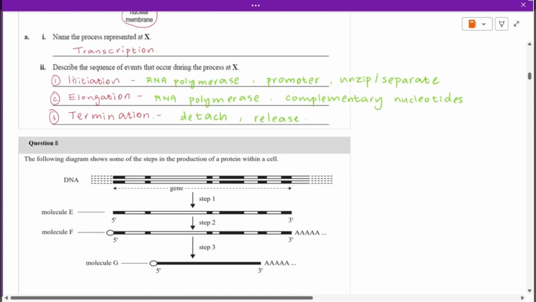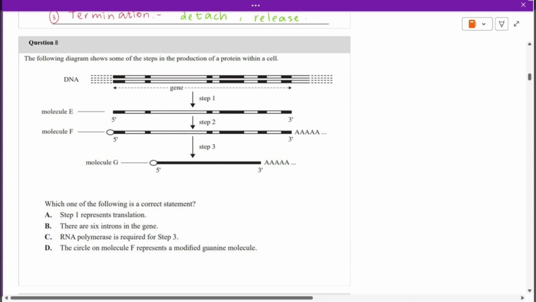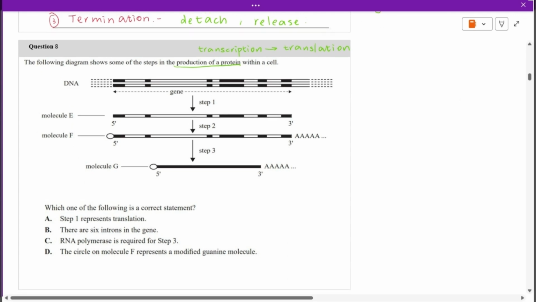All right, so moving on to question 8. The following diagram shows some of the steps in the production of a protein within a cell. So given that this is protein production, we are probably looking at transcription and translation. Okay, so let's have a look at the diagram first. Now the first part of the diagram shows us a DNA segment, which is a gene. So this particular part of the DNA must be containing the code for the protein that we're trying to make.